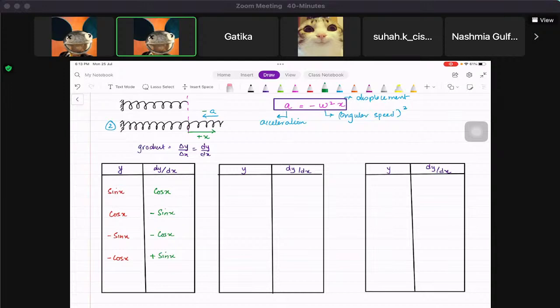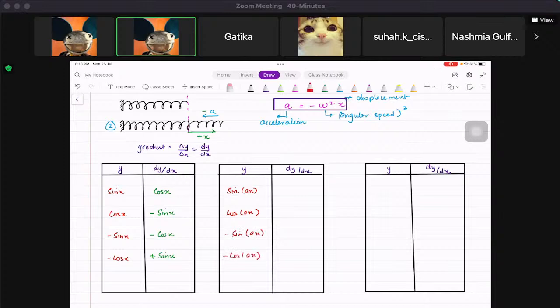Now sometimes they will also give you sine of ax, like this. So basically x is the variable and a is a constant or something, or any other variable, doesn't matter. So the derivative of sine ax will be cos ax, and then we're going to look at cos, minus sine ax, and then minus cos ax.